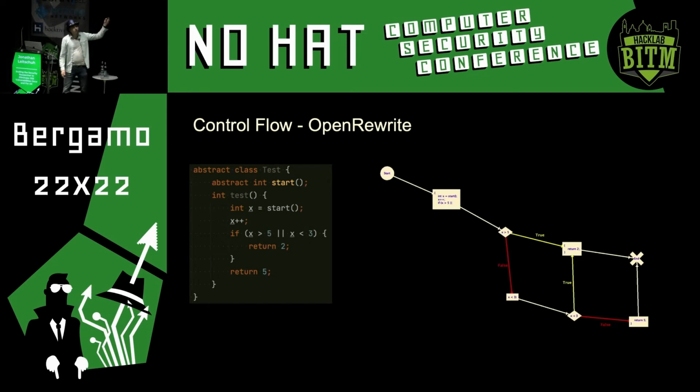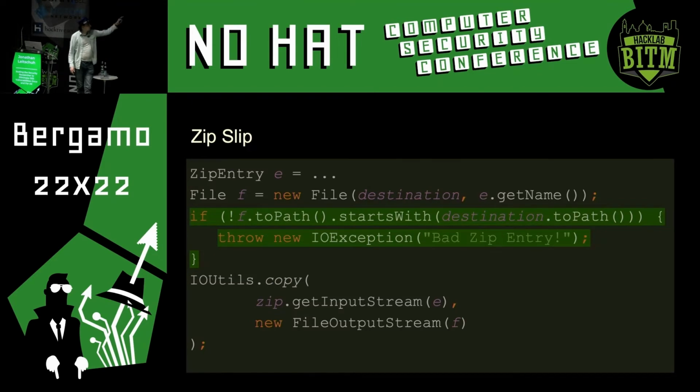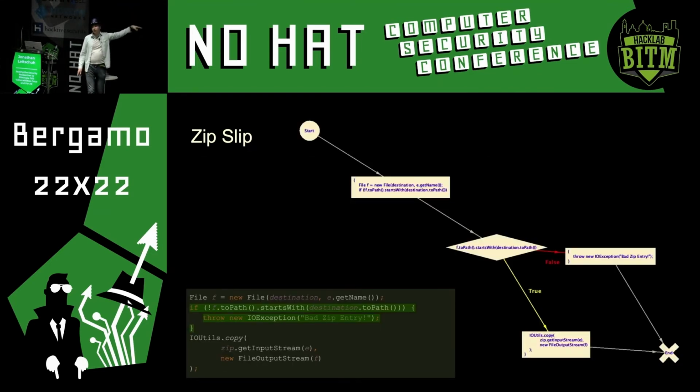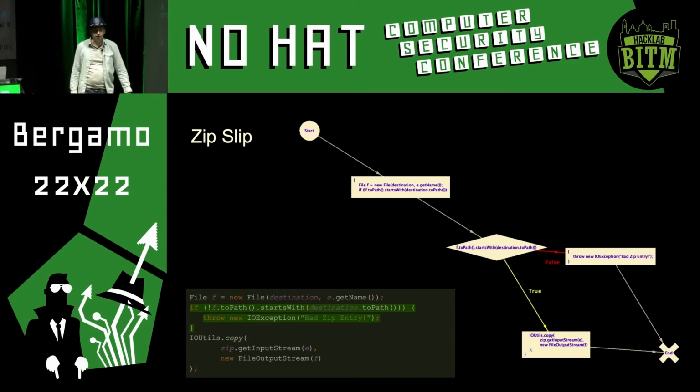And by representing the code in this way with control flow analysis, we can analyze this graph and determine if the vulnerable logic will be reachable or not, or if there's a guard in place preventing that vulnerability from being present. And so we can look at this non-vulnerable code and see that when we present the control flow analysis graph for that code, we can see that there is a valid guard in place. f.toPath starts with destination toPath that prevents this vulnerability from existing, so we don't need to fix it.